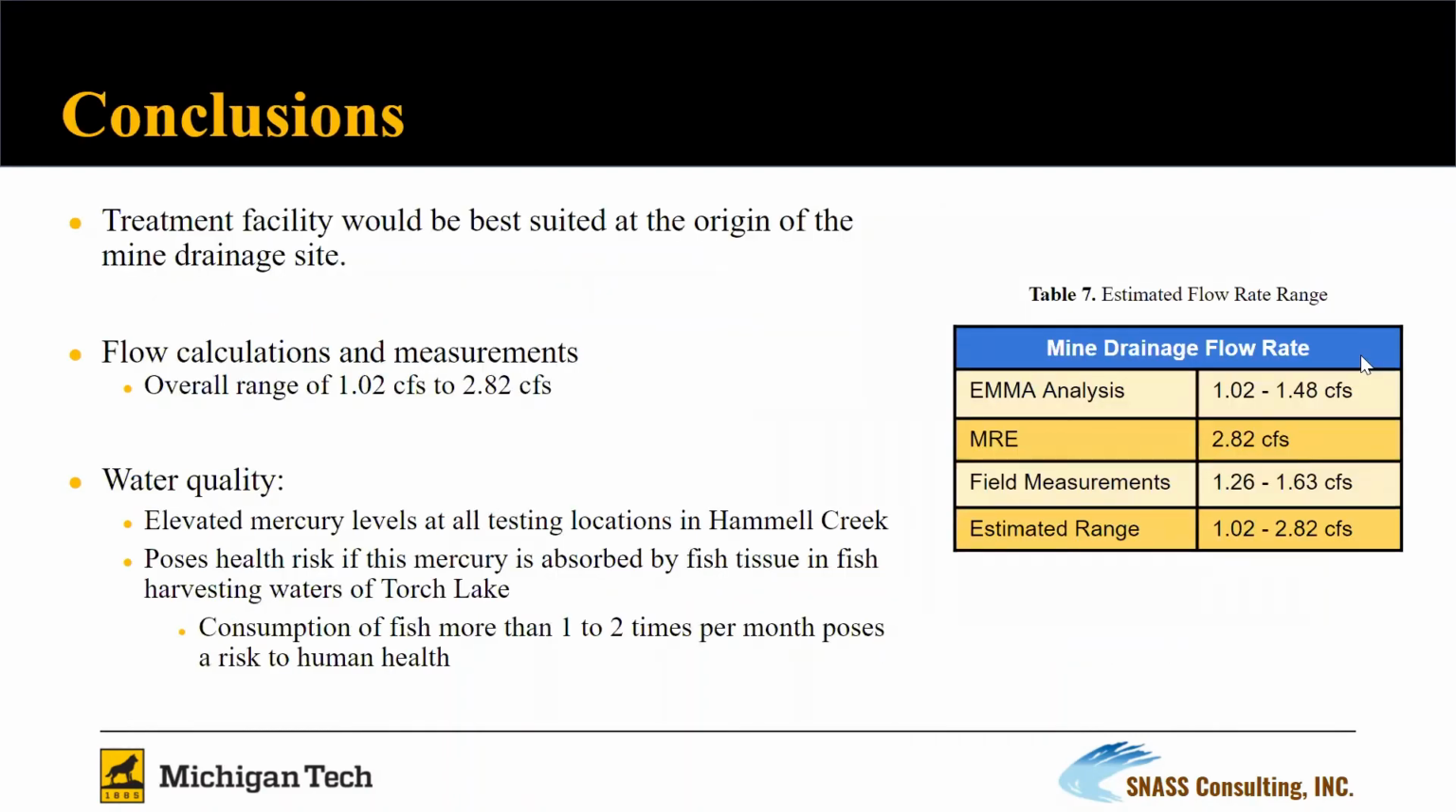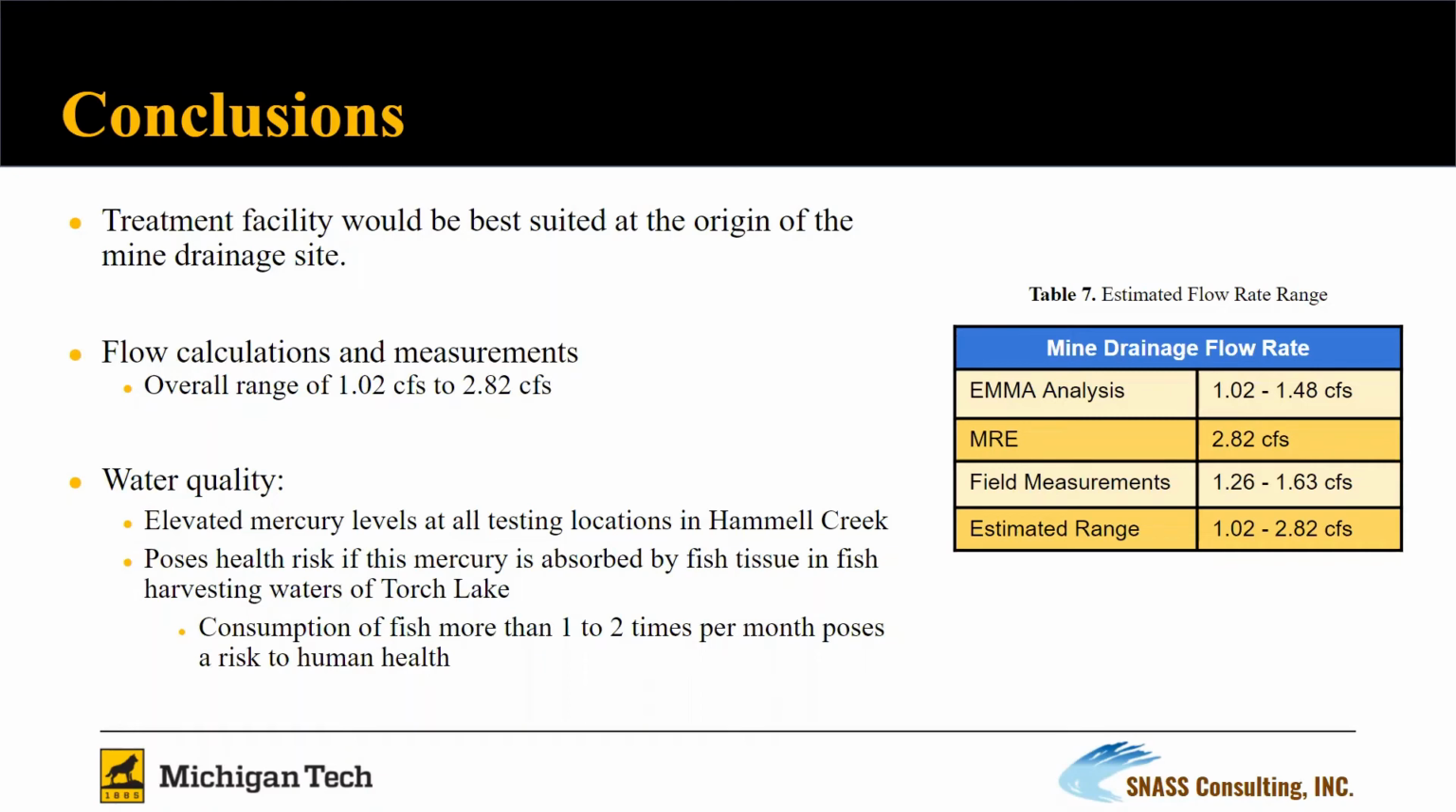So just to wrap it up a little bit, the treatment facility we determined would be best suited at the mine drainage, that would be the optimal location. And then for the flow rate measurements and calculations we performed, we had an overall range of 1.02 cubic feet per second to 2.82 cubic feet per second. And that's also summarized in our table over there.